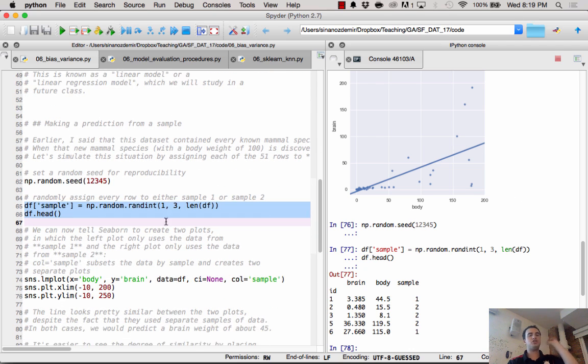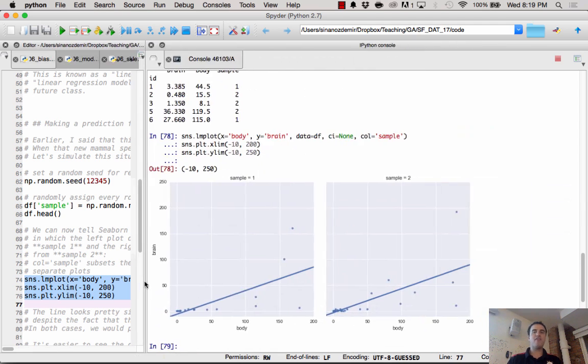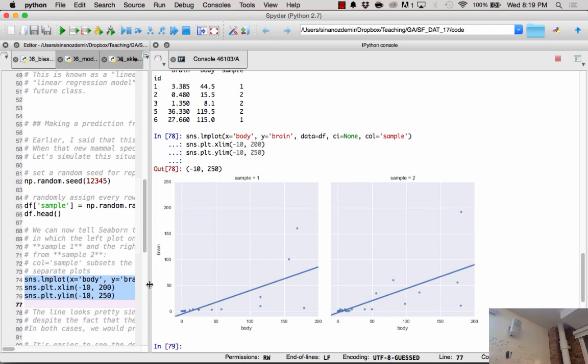Now I'm going to make 2 plots. One of them is going to plot sample 1's mammals. The other will plot sample 2. And for each one, it's going to draw a line. This looks really similar, and for a reason. Look really closely, you'll tell they are actually different. You see there's only 1 dot up here, and here we have 2 dots. These are actually completely different data sets. There is no point that belongs to both graphs.